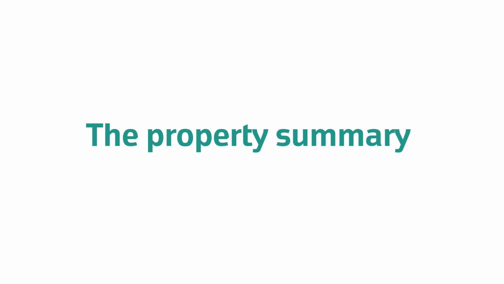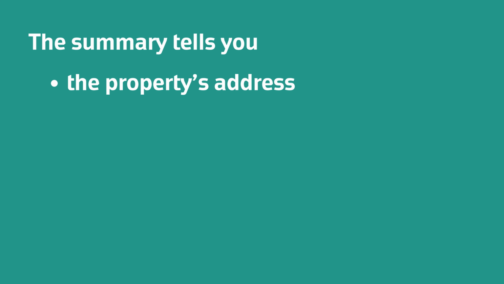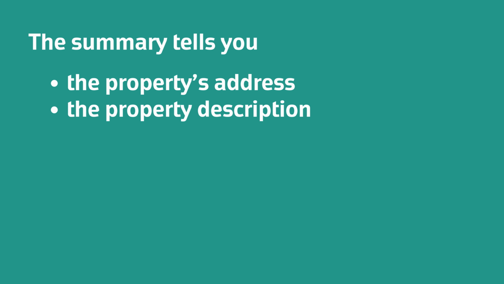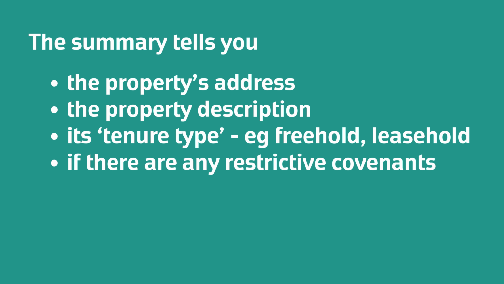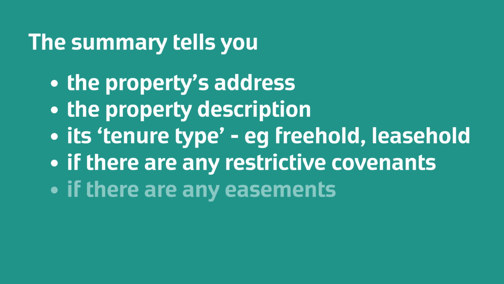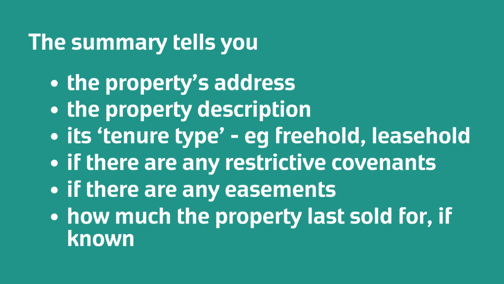The summary tells you the property's address, the property description, its tenure type, for example, freehold or leasehold, if there are any restrictive covenants, if there are any easements, for example, rights of way, how much the property sold for, if known.